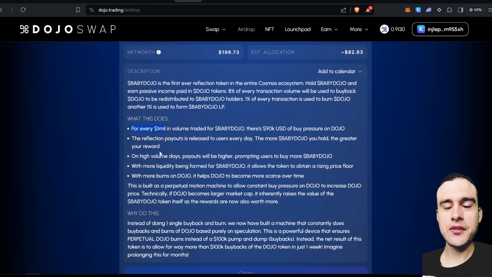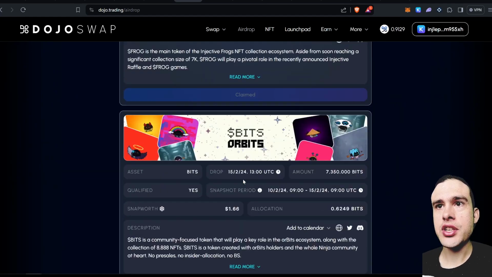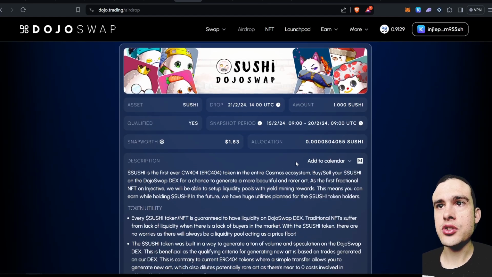So again, it's just one of these tokens that you see all the time on Binance Smart Chain. This is not a new thing, but it's new to DojoSwap. But the CW404 standard adds another really innovative thing, and we'll go over the Sushi token launch to cover one of the other really cool things, and that's linking tokens with NFTs. Now, for this, we're going to look at Sushi. Sushi is for the Sushi Fighters, I believe, which is an NFT collection. So this is a token for an NFT collection.